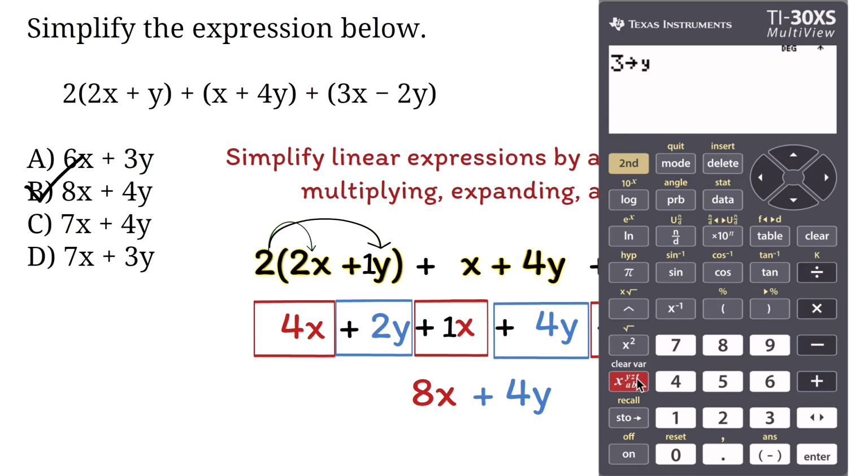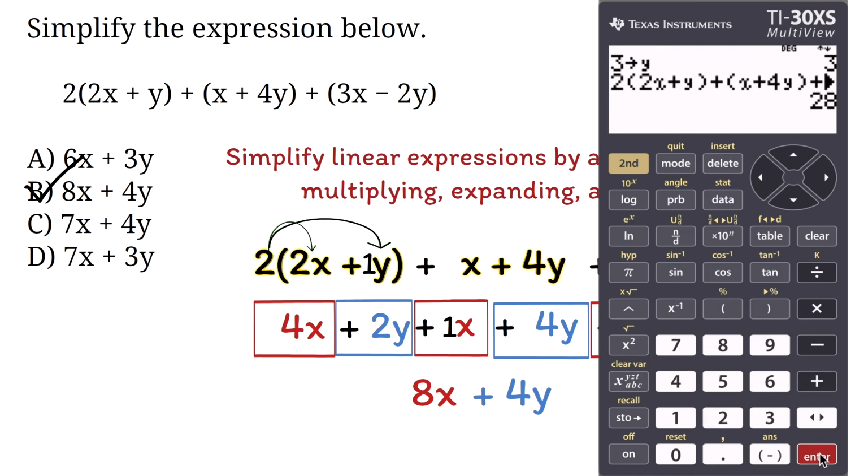Then we click on the variable button till we have y. Then we press enter. Now the calculator knows our y is 3. Since we have our value stored, we can simply input the expression on our calculator. Just be careful to avoid errors. Then press enter. This gives us 28.